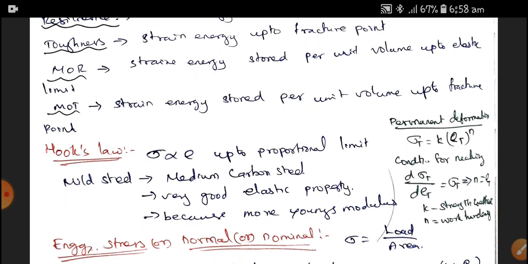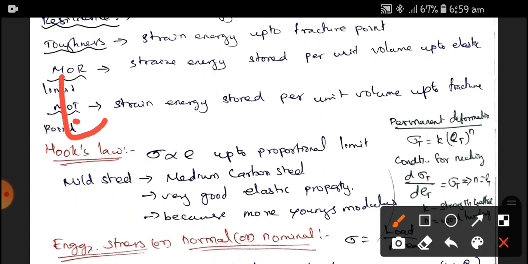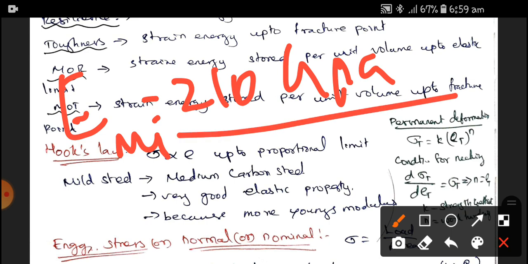Next is Hooke's law. In Hooke's law, the stress is directly proportional to strain. It holds up to the proportional limit, and mild steel gives better evidence of it. Mild steel is a more ductile material than others, because mild steel is medium carbon steel or low carbon steel. It has very good elastic property. Because of this, it produces a high Young's modulus. We know that the Young's modulus of mild steel is 210 gigapascal. Therefore, this is maximum.